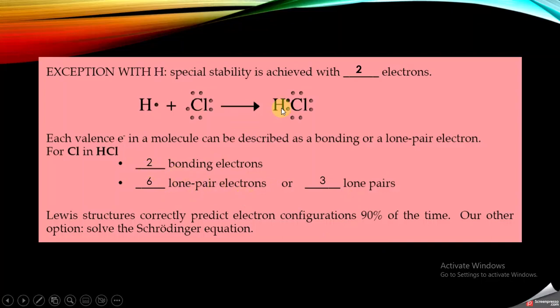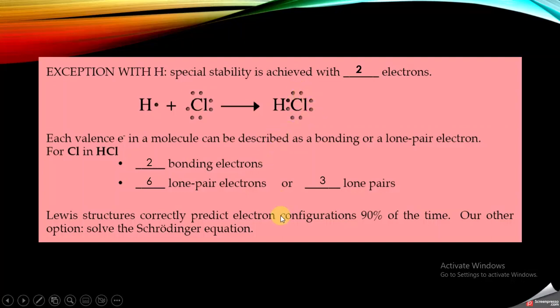So bonding electrons will be those that are shared between the two atoms in the bond. For example, here in the HCl molecule, the 2 electrons will be called the bonding electrons. And the rest of the electrons which are not shared between the bonds are called lone pairs, like 1, 2, 3, 4, 5, 6 are the lone pair electrons, or you can say that there are 3 lone pairs.